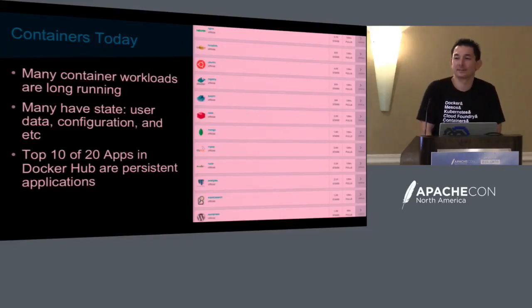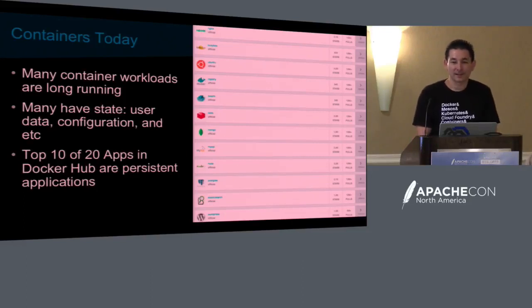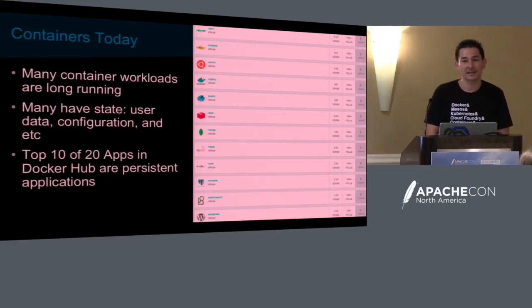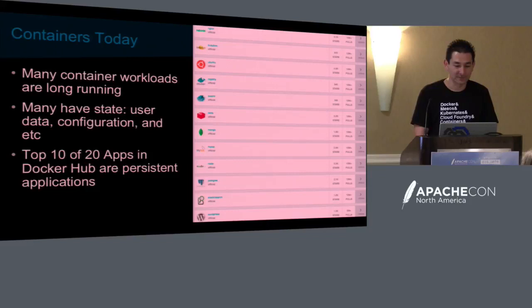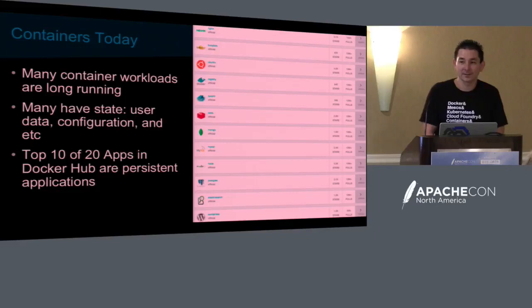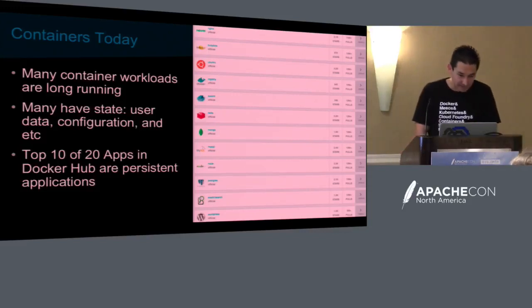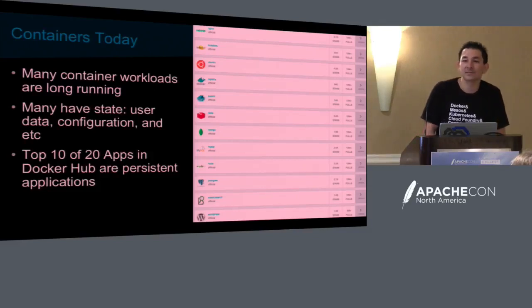So, why do we care? By containers' nature, they are ephemeral, right? You bring a container up, you bring it down, any data that was written to it is gone. But this is actually a snapshot of Docker Hub. If you look at Docker Hub today and just browse, it sorts by popularity, the most used containers. And 10 out of 20 of them are actually stateful. There's Postgres, MongoDB, Elasticsearch, Cassandra, WordPress I even think is up there. But they're all applications that have state.